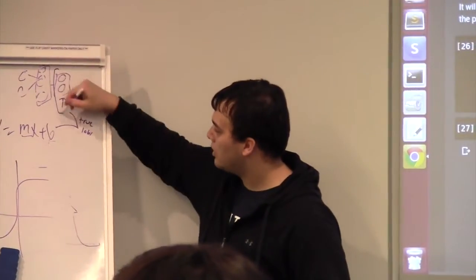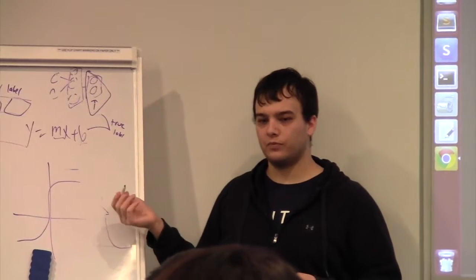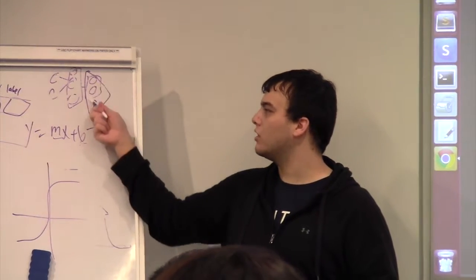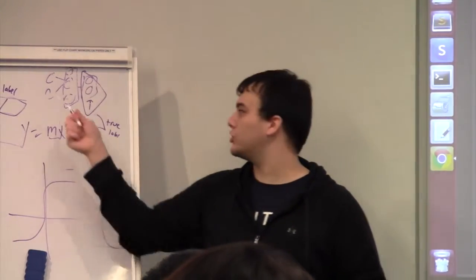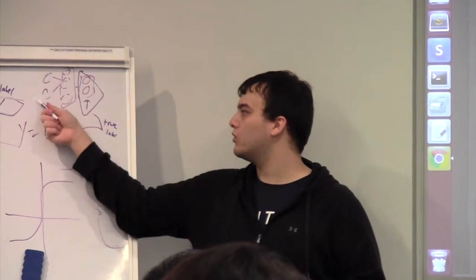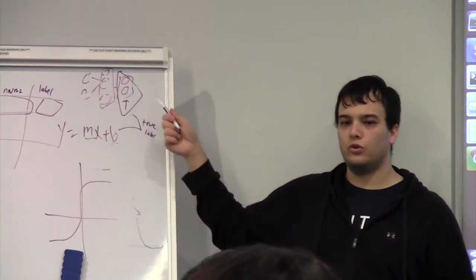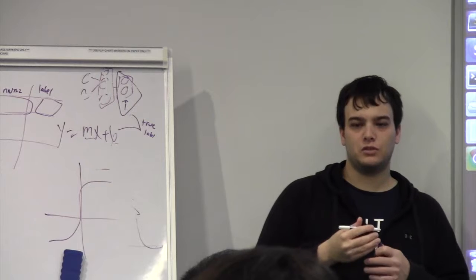Right here is what we're looking for for the most part. We're looking for whatever's right here. So when we're actually making a prediction, we just pass all of our data through, and we send it through as if we don't have any true labels.